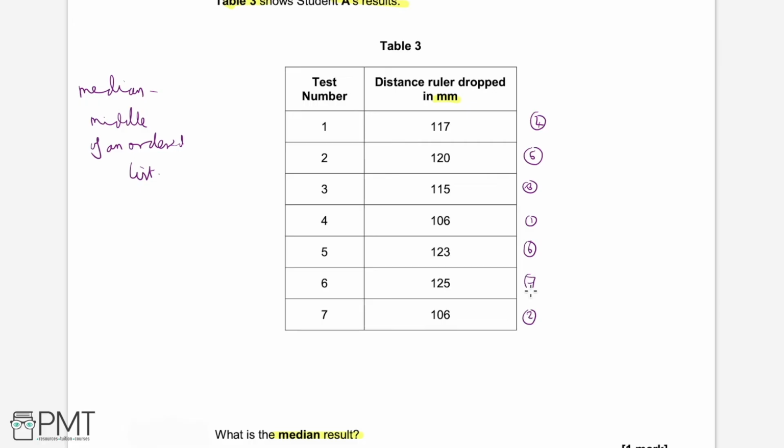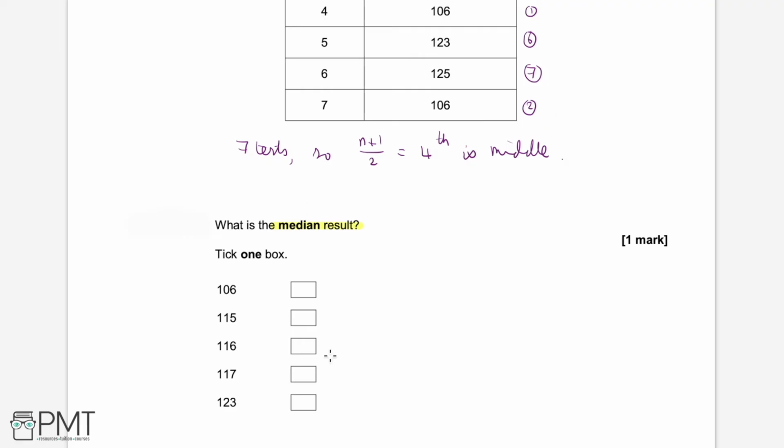So there are 7 tests, 7 data points. So the middle value is calculated using n plus 1 over 2. So 7 plus 1 over 2, which is 4. So 4th is the middle. The 4th one is 117, which will be our answer here.